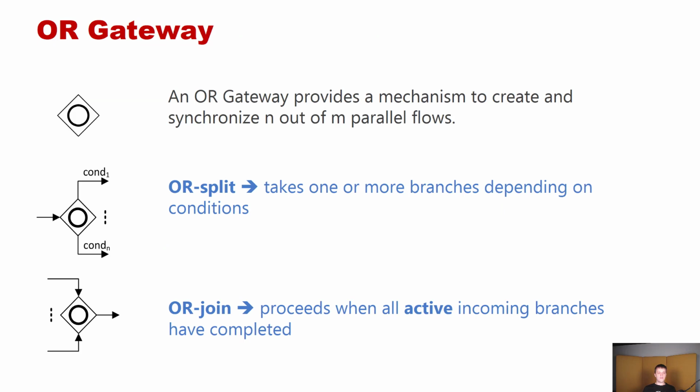The final gateway type that we are going to look at is the OR gateway. So an OR gateway provides a mechanism to create and synchronize N out of M parallel flows. An OR split is going to take one or more branches depending on the conditions. So it can support parallelism as well, but it's not required. Similarly, an OR join is going to proceed when all active incoming branches have completed.